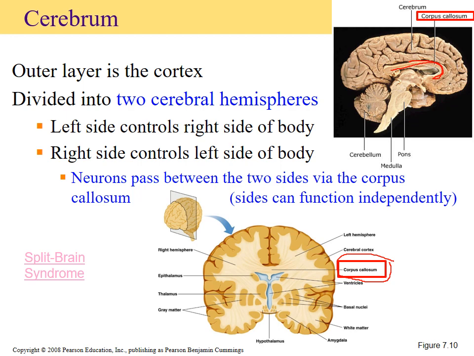The right side is more of what we call the artistic side. It's more about spatial relationship, perceptual problems. The right side likes to communicate more by either drawing or an artistic interpretation of what we're looking at. Now, there have been cases where we have severed the corpus callosum and we've cut the communication between the left and the right side.